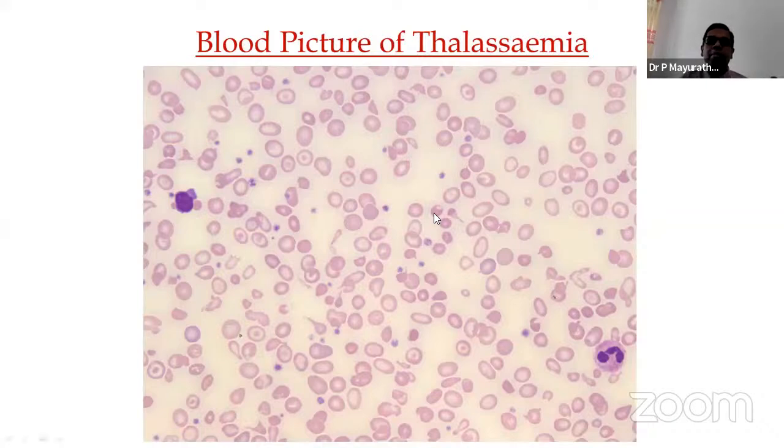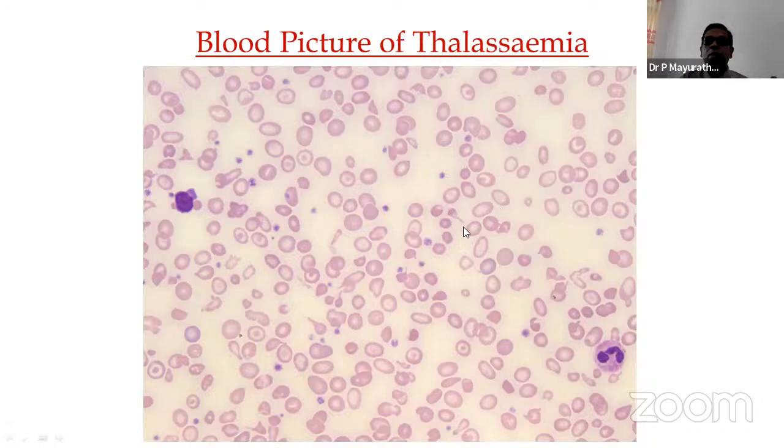So if you do the blood picture of thalassemia, in addition to the hypochromic microcytic cells, you will see a lot of target cells. These are target cells. Huge number of target cells, and also there may be other shapes like teardrop, 1 or 2 teardrop cells, and other evidence of hemolysis may be there.